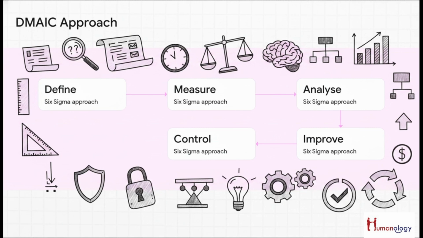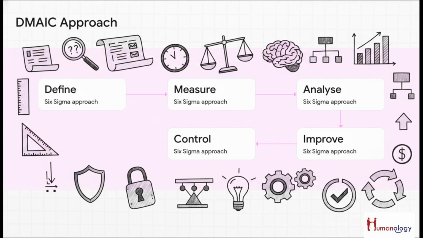Number 3, analyze. Okay, this is where the heavy lifting truly happens. We're moving from just observing the what to mathematically proving the why. Your team is going to utilize root cause analysis, hypothesis testing, ANOVA, failure mode and effects analysis, the whole shebang. You aren't just guessing at what causes the defect, you are statistically proving the relationship between variables. You're looking to isolate those vital few input variables, the X's, that definitively dictate the outcome of your Y.